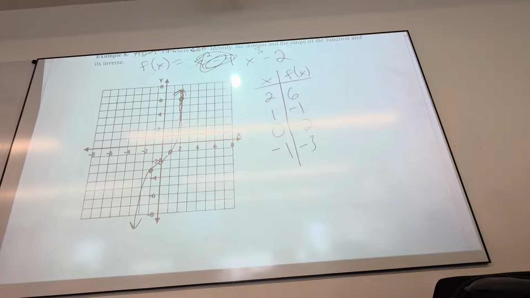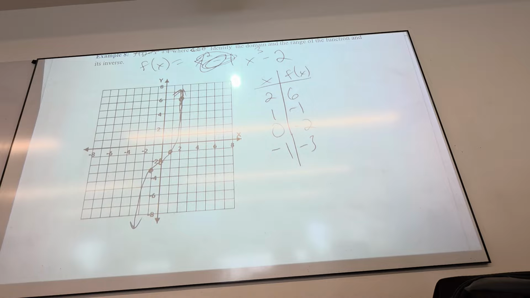What does a vertical line test do? Anything I give you visually, what would a vertical line test for? If it passes it, what does it mean? If I give you a graph and it passes the vertical line test, what kind of thing am I looking at? Function. If it passes the vertical line test, it's a function, yes? Are you with me?